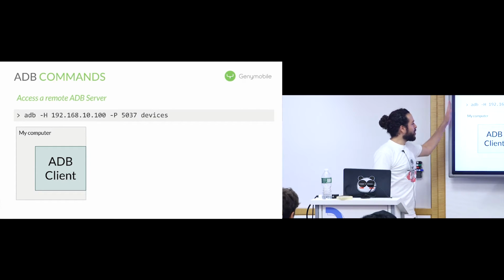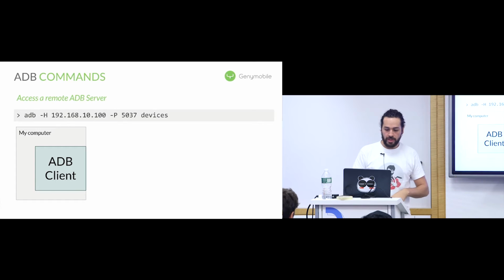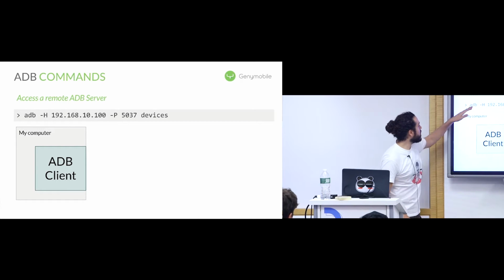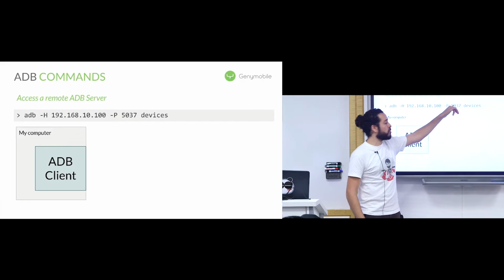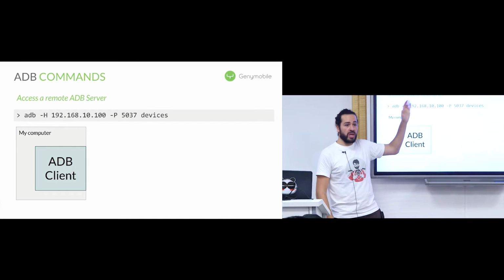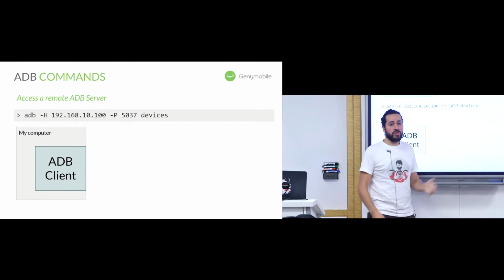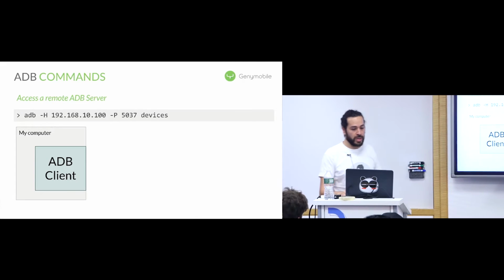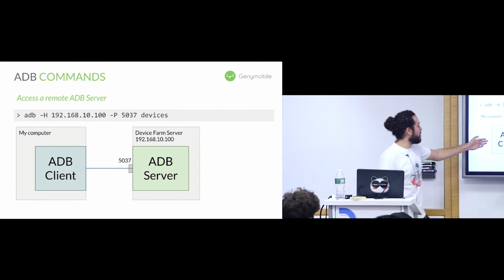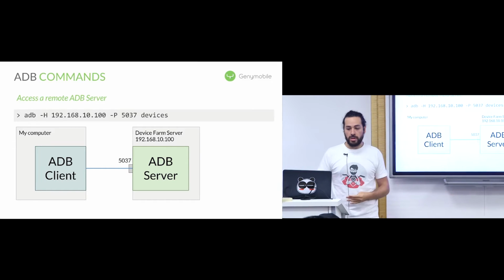Okay, so we're back on our example. So I have my adb client running on my computer, and I want to reach a remote adb server. So I will type adb -H, an IP on my local network, for example, and the port by default is 5037, you remember. So I keep this one, and devices, just to list the devices that are plugged to a remote computer on my local network. So what my adb client will do is it will just send that to this remote server.